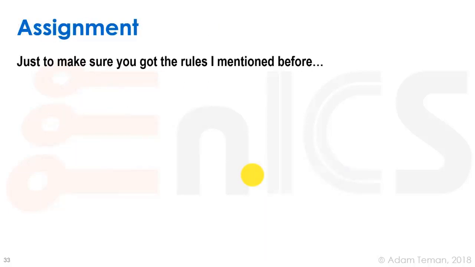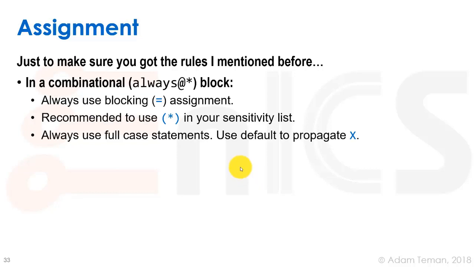Assignment. So just to make sure you got the rules that I mentioned before, in a combinational always block, so the always @* type of stuff, you always use a blocking assignment, this equals. We highly recommend you to use this star. It will cause you not to have all kinds of stupid bugs in your code. And always use full case statements. If you don't have a full case statement, such as using one-hot encoding or something like that, use default to propagate x's. Always use default to propagate x's to show in case there was a mistake, some case that you reached that you didn't want to.